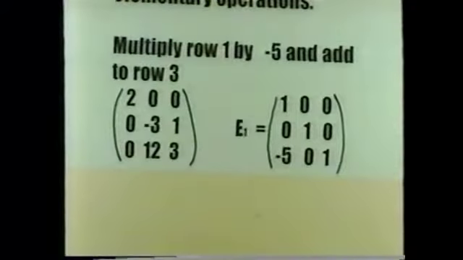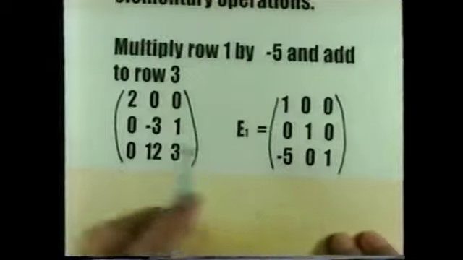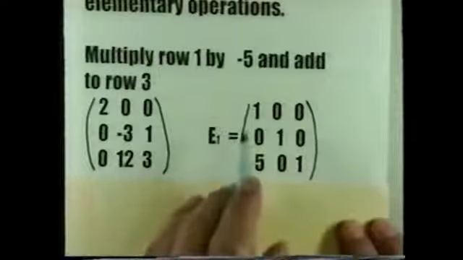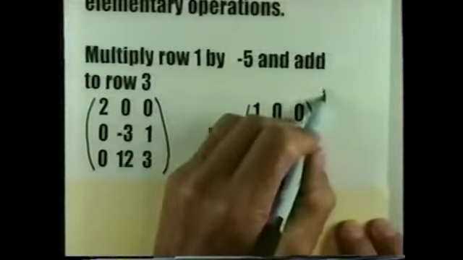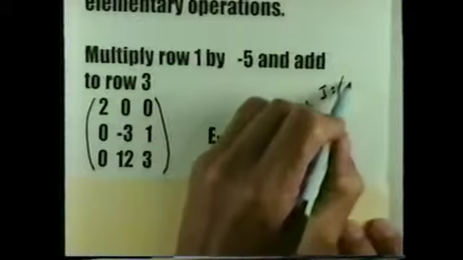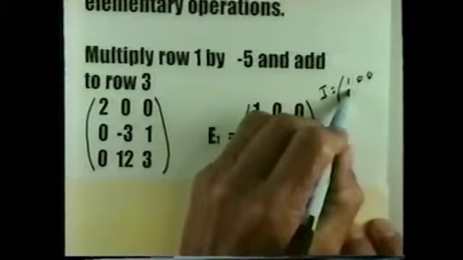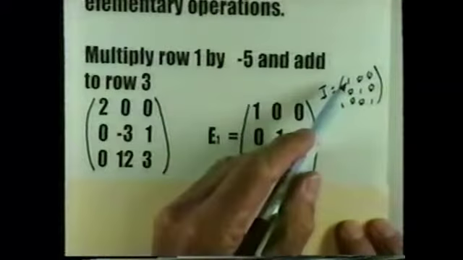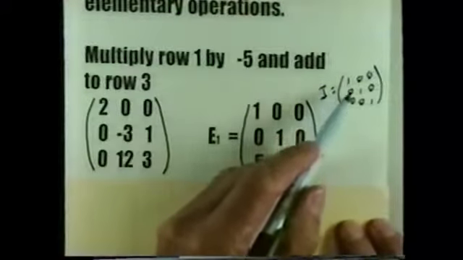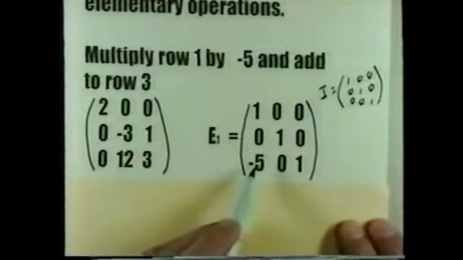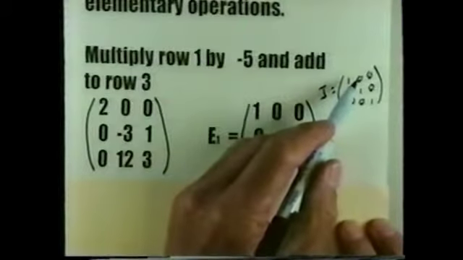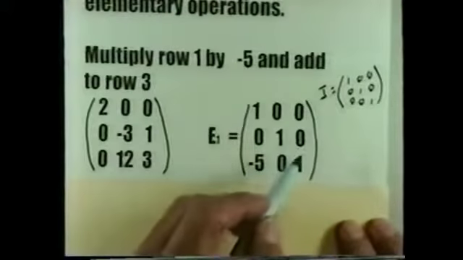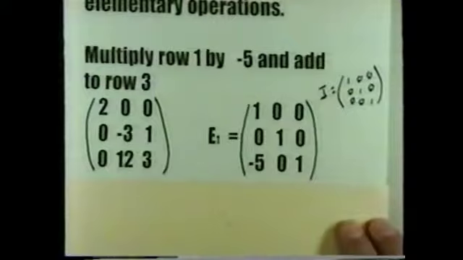Now I want to keep track of E1. We multiplied row 1 by -5 and added to row 3. Remember, E1 is in reference to the identity. So the identity is 1, 0, 0. Row 1 by -5 and add to row 3. -5 times 1 is -5, -5 plus 0 is -5. -5 times 0 is 0, 0 plus 0 is 0. -5 times 0 is 0, 0 plus 1 is 1.